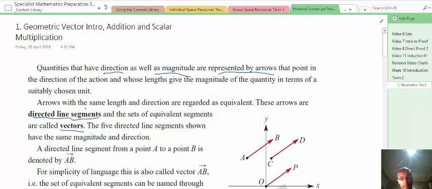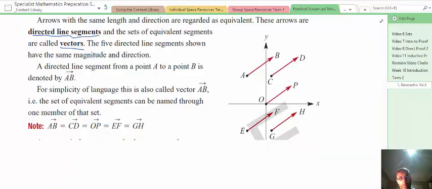Scalars cannot be drawn with arrows. Scalars are magnitude only. In the diagram to the right of the screen, we see an example of 5 directed line segments that both have the same direction and magnitude. They're all in different positions on the plane, but they have the same direction and magnitude. So they could be seen as equivalent in some models.